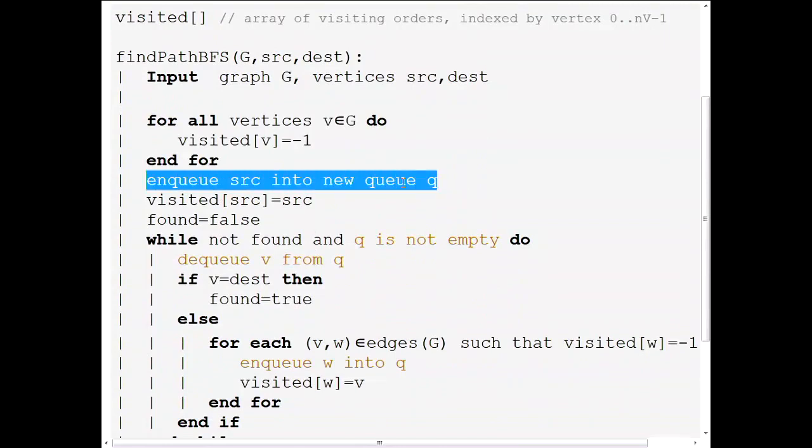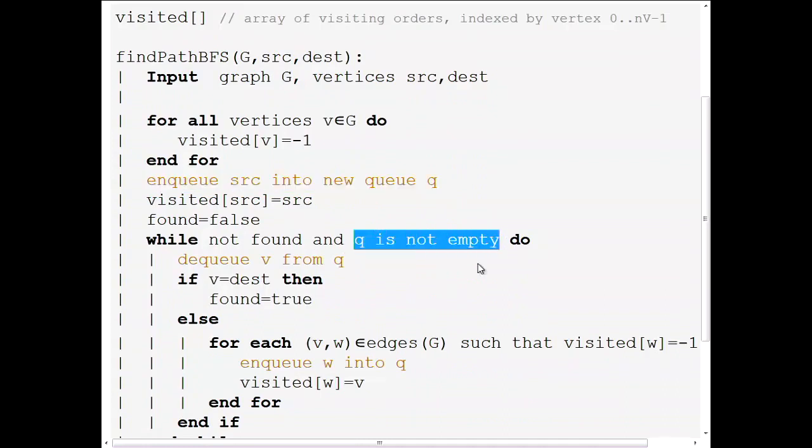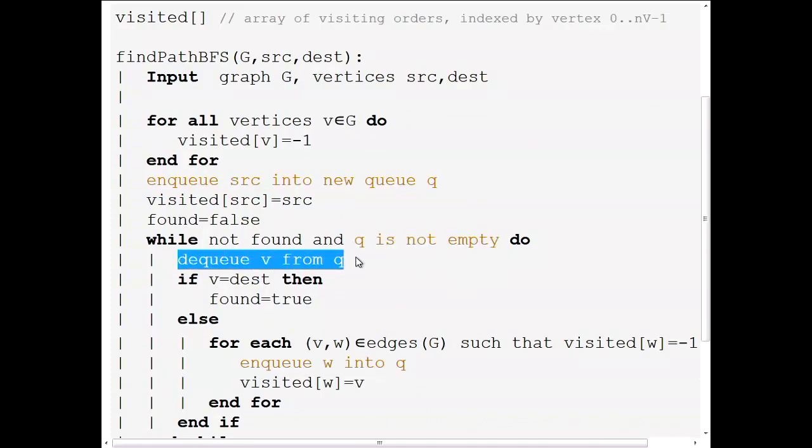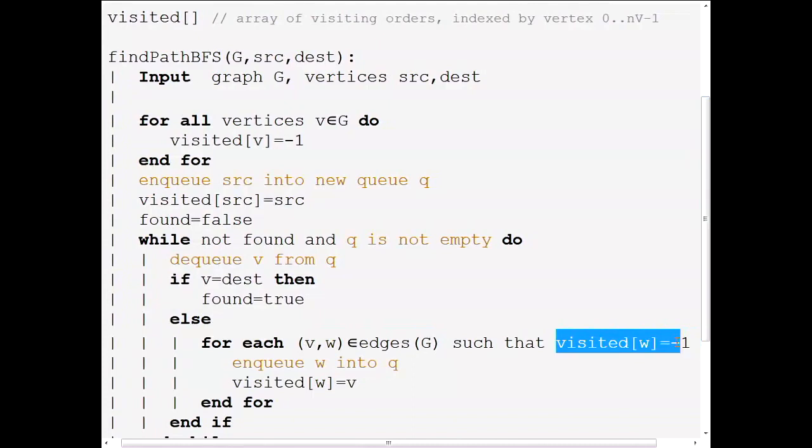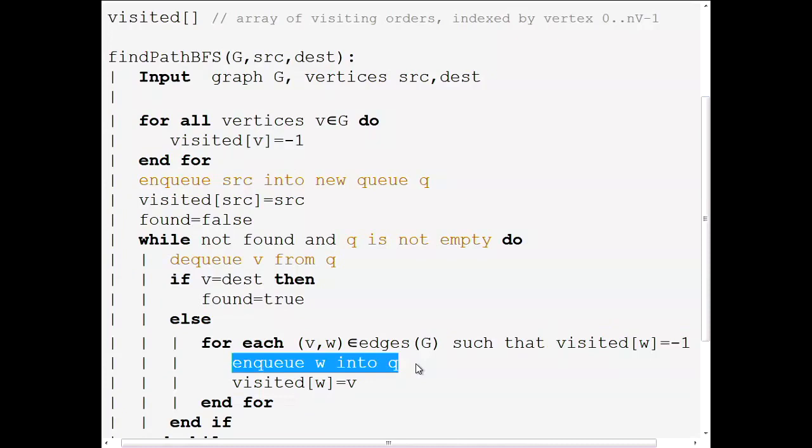We use the source as the first element in the queue, and while the queue is not empty, we dequeue a vertex from the queue. If we have found the destination, then we have found our path. Otherwise, we go through all the edges outgoing from V that haven't been visited so far. That is, visited[W], which we've initialized as -1, we have done that up here. If they haven't been visited yet, then we put them at the end of the queue, and at the same time we mark them as visited.